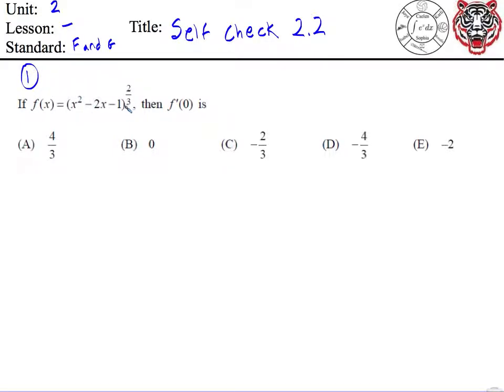All right, so A, B, C, D, or E fingers? Let me see. I saw C. Joey, what is yours? E and C. Okay. So f prime means I'm finding the derivative. So f prime of x is equal to, tell me what to write. 2/3 times x squared minus 2x minus 1 to the power of negative 1/3. Negative 1/3. Cool.